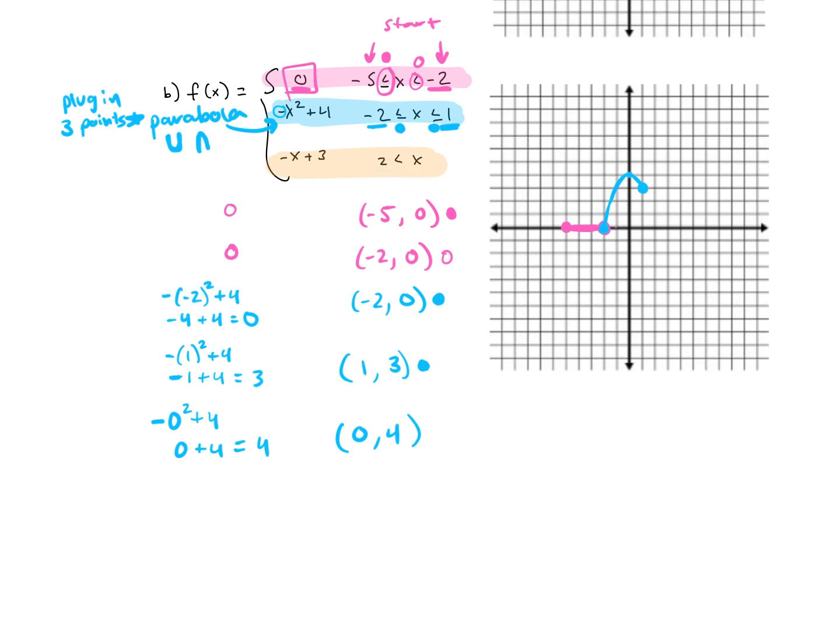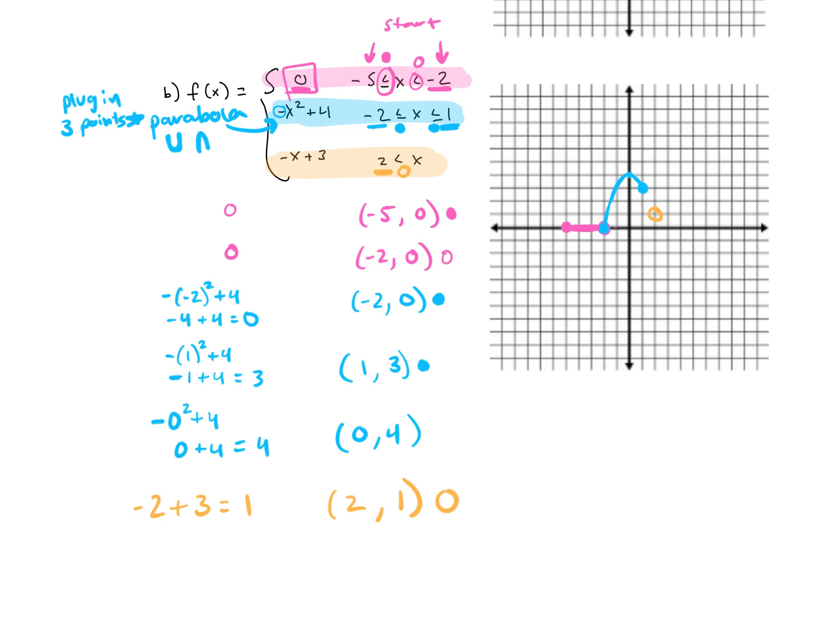What number do we want to plug in first? 2. We always plug in the number that's given. So we have negative 2 plus 3, which gives us 1. We plugged in 2 and got 1. Does this have an open or closed circle? Open circle, because it's just a less than sign. So we're going to go to the right 2 and up 1, put an open circle.